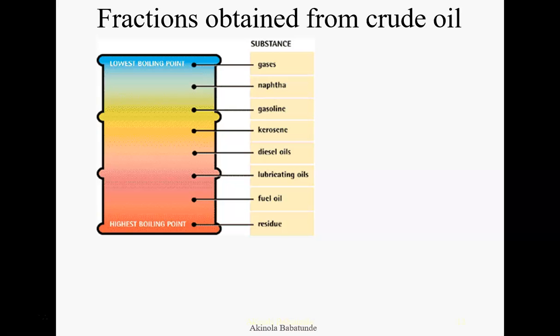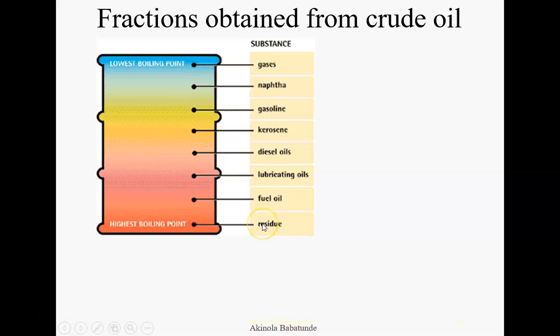So these are fractions obtained from crude oil. As you can see, we have fractions with the lowest boiling point right at the top, and then some of them are the gases, and then the naphtha, and then as you can see, apart from the gases and naphtha, the other substances we have as the fractions obtained from the distillation of petroleum include gasoline. And then we move down to kerosene, down to diesel oils, lubricating oils, fuel oil, and then the residue. You will notice that the fuel oil and the residue here have the highest boiling point.